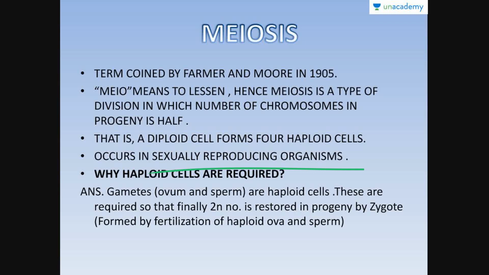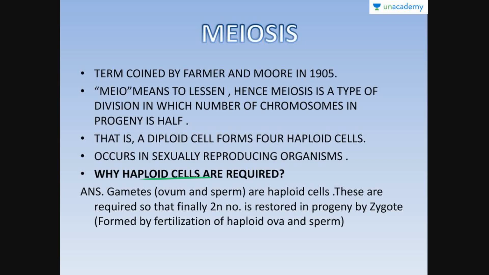Now, mostly all cells in our body are diploid. Why do we require haploid cells at all? This is because you have learned in reproduction that a sperm and an ova fuse to form a zygote, which is the first step towards the formation of a progeny.